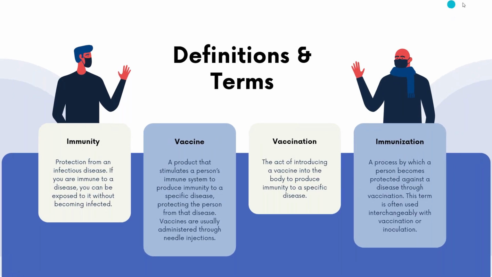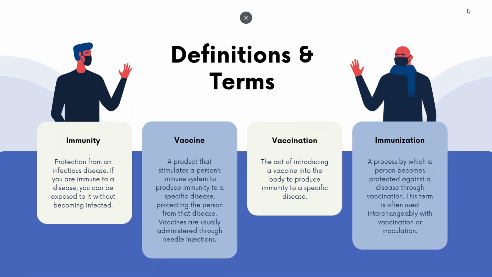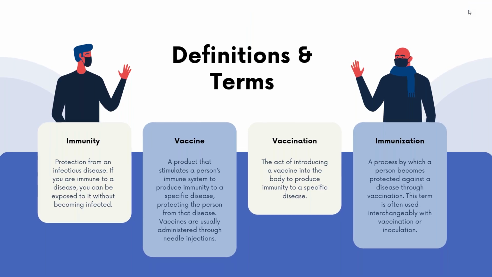Okay, we have some terms and definitions here that we're going through. If you have any questions, feel free to type them in the chat, and I will read them after we're done with the webinar slides. The first one is immunity, protection from an infectious disease. If you are immune to a specific disease, that means you can be exposed to it without becoming infected.